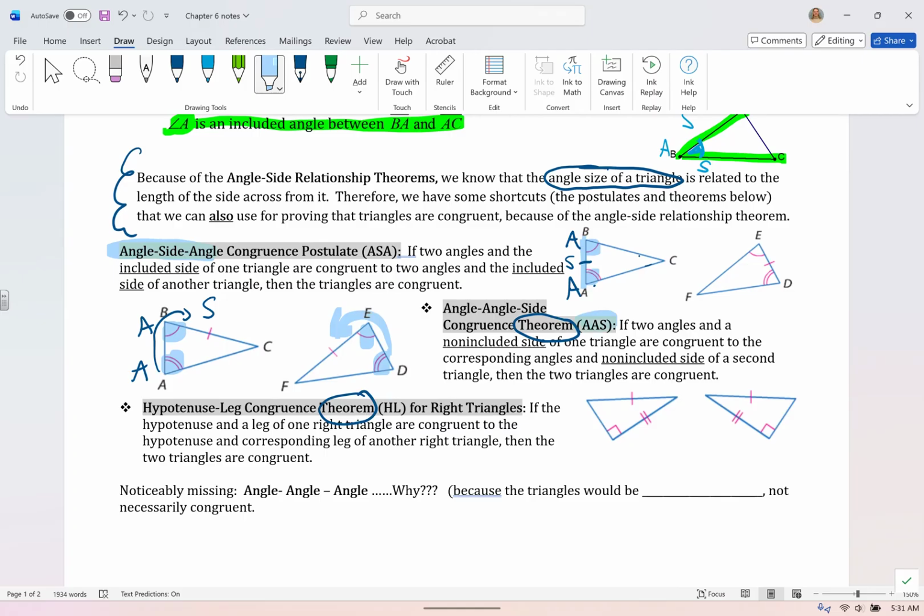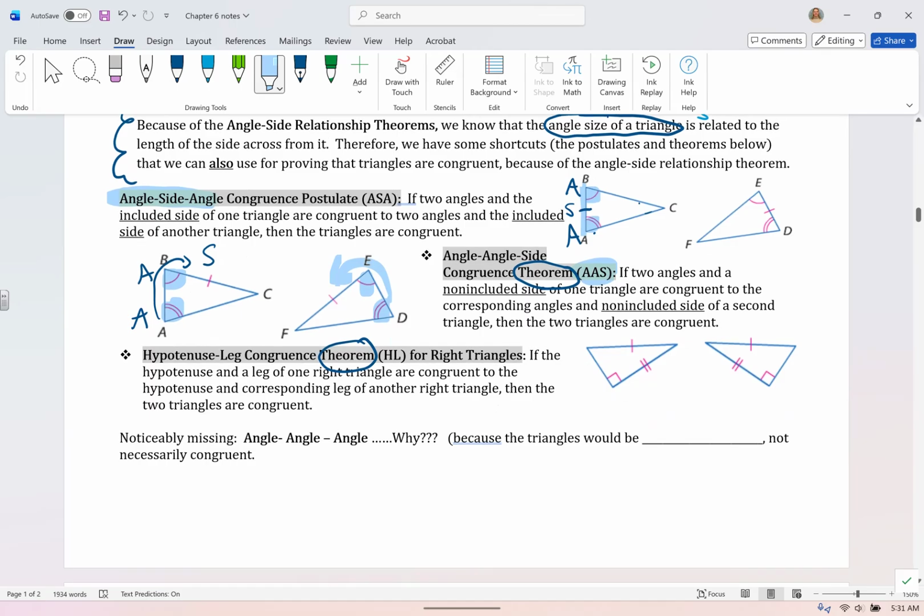So angle, angle, side would also be a proof. That's a theorem, so one could prove it using the postulates above it. We're not going to prove this necessarily.